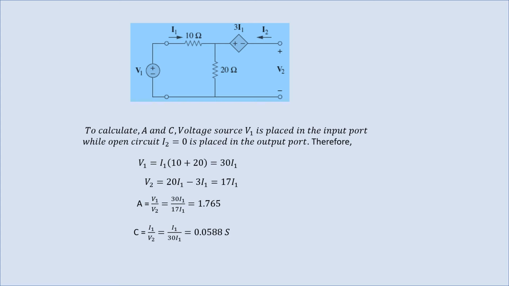And our formula for A, the open circuit voltage ratio, will be V1 over V2. Our V1 is already 30 I1 divided by 17 I1, and that will give us 1.765, no units. And our C, our open circuit transfer admittance, C equals I1 over V2. I1 divided by our V2, which is 17 I1. I1 cancels out, and that will give us 0.0588 Siemens.